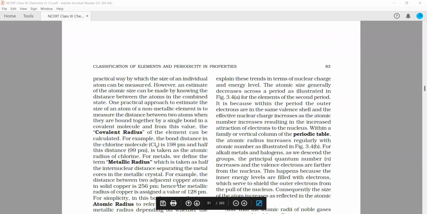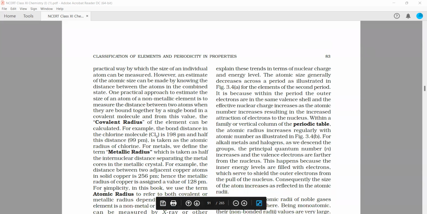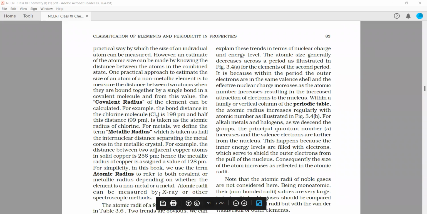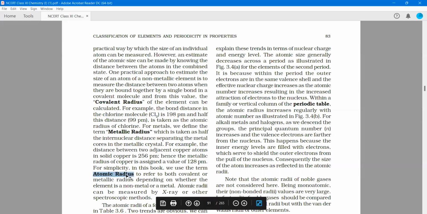For example, the distance between two adjacent copper atoms in solid copper is 256 pm, sorry, picometer. Hence, the metallic radius of copper is assigned a value of 128 picometer. For simplicity in this book, we use the term atomic radius to refer to both covalent and metallic radius, depending on whether the element is a non-metal or a metal. So atomic radius is a common term used for both. When you have a metal in your hand, you define the metallic radius, and when you have a non-metal, you define the covalent radius.